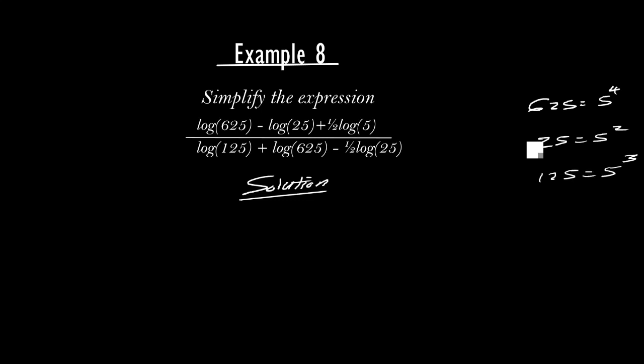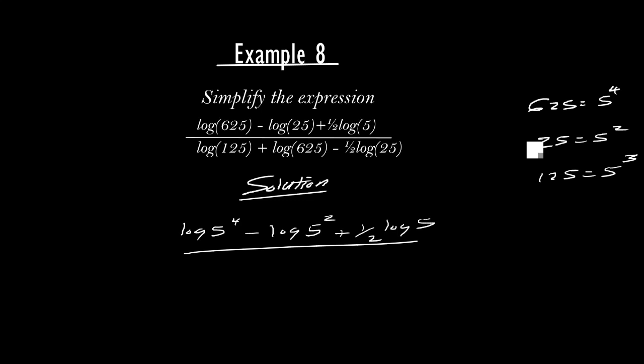So the first step is to factorize. You have to factorize all those numbers inside the log. So in the numerator, we'll have log 625, where the 625 we put 5 raised to power 4. Then minus log 25, where there's 25 we put 5 squared. Then plus a half log 5. We have to factorize everything. Then in the denominator, we have log, where there's 125 we put 5 cubed. Then plus log 625, we put 5 raised to power 4, minus a half log 25. So where there's 25, we put 5 squared.